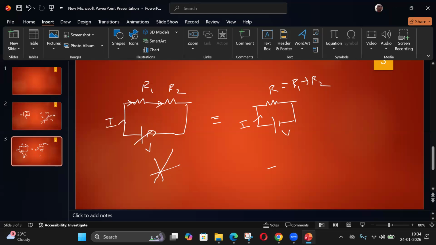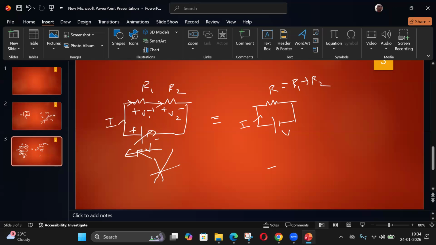That means the resistances are in series. So the drop from here to here is V1, and the drop from here to here is V2. So this V is the rise from here to here, the applied voltage. Across the resistance there will be a voltage according to Ohm's law, and from here to here there is a voltage rise.